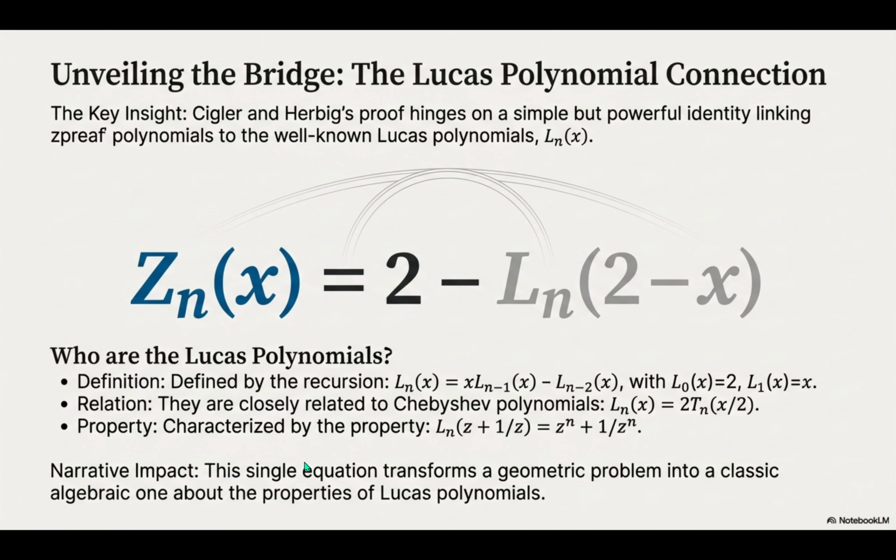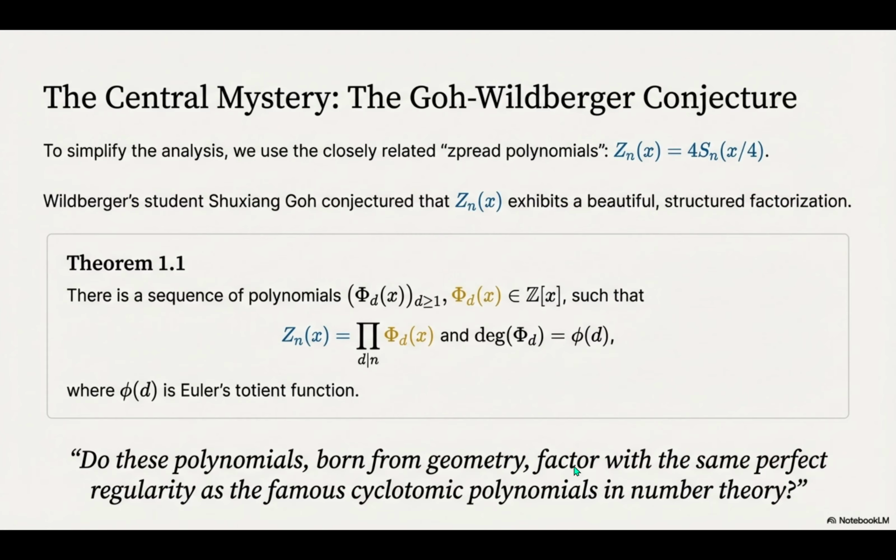The Lucas polynomials have this simple recursive definition. They're related to Chebyshev polynomials. Their properties are deeply, deeply understood. Which brings us to the big mystery they were trying to solve. The Go-Weilberger conjecture. The idea that these new polynomials must have some kind of highly structured factorization.